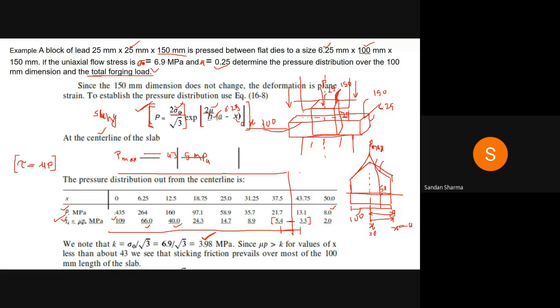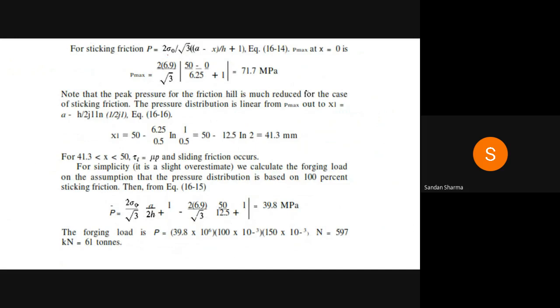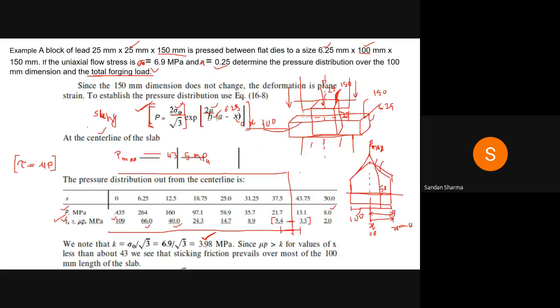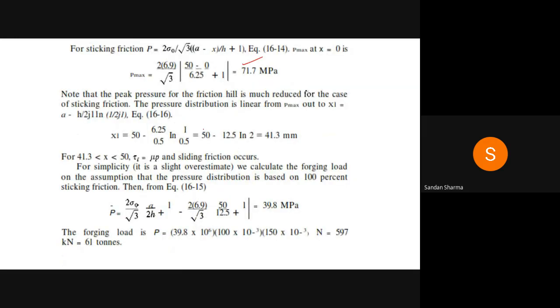So you see up to here 3.98, okay, it is lying here. So up to here your sticking friction condition is dominating, okay. So in that case, if you go for sticking friction condition and calculate, your P max will be 71.7, okay. We already have given the formula where you can calculate actual x. Here we can see it is lying between 5.4 to 3.3, but we have also seen the equation where we can calculate the value of x1.